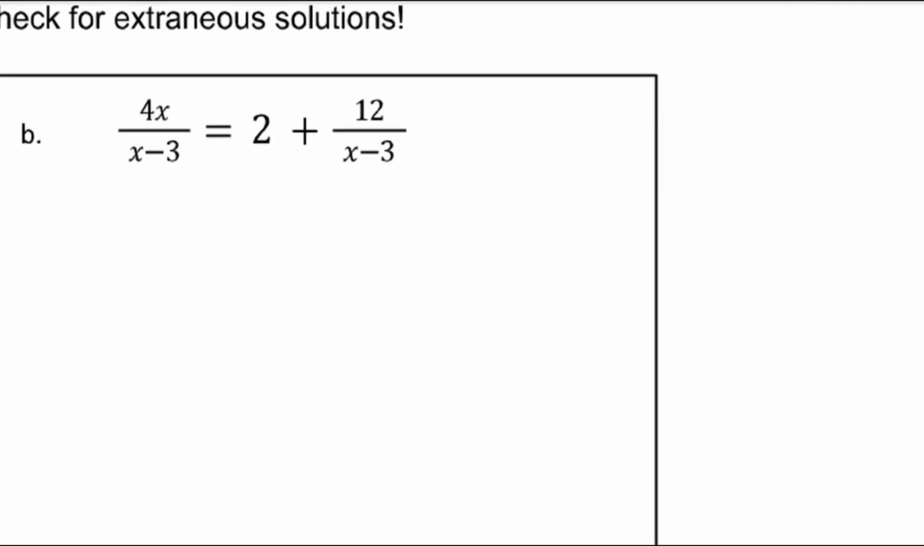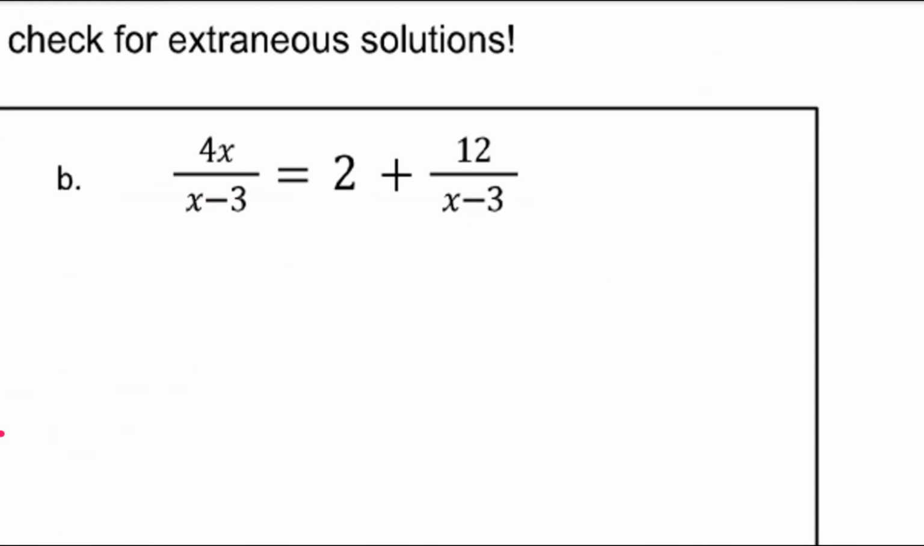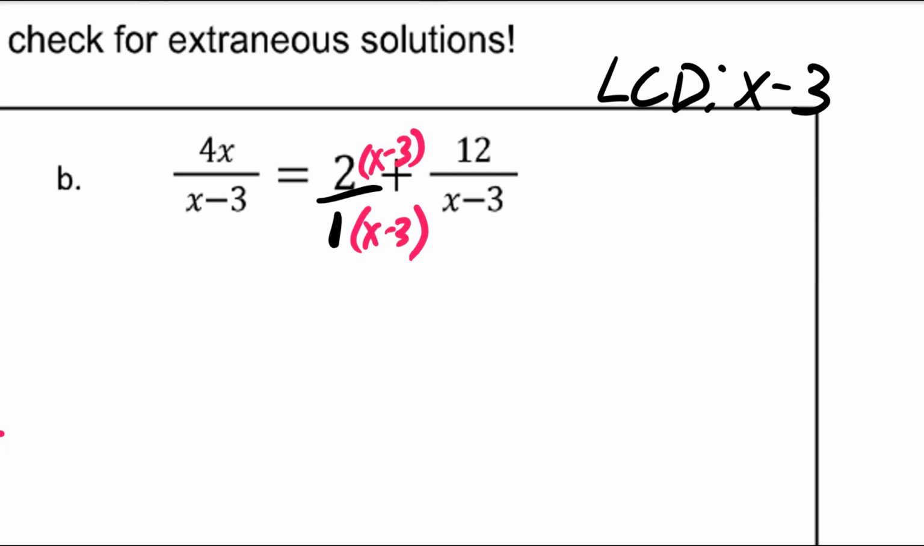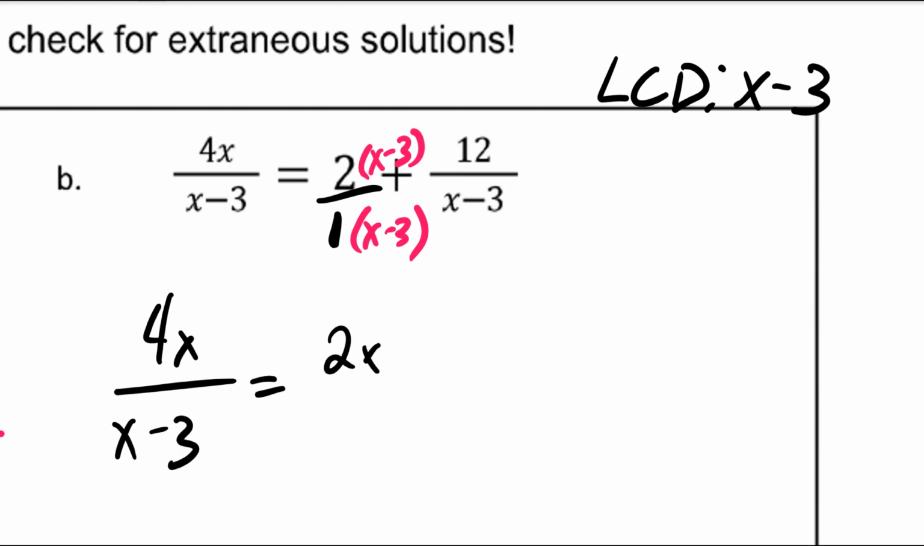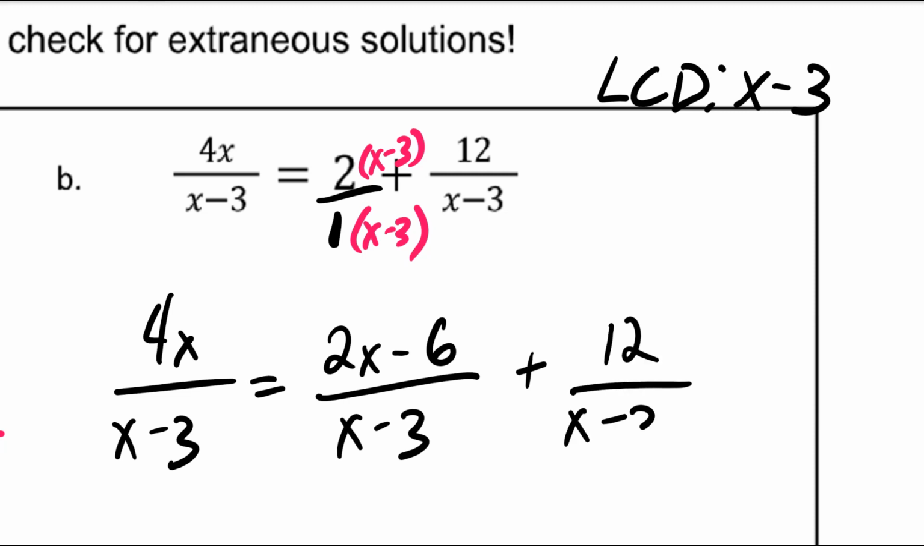Now, not every equation that you end up with will end in a quadratic. In this case, one of my terms doesn't even have a denominator, right? So it's like, that's just 2 over 1. Two of them are already x minus 3. So I can assume the least common denominator here is x minus 3, because I can just multiply that 2 by x minus 3, divided by x minus 3, and all of them would have the same denominator, right? I'd have 4x over x minus 3 equals 2x minus 6 over x minus 3 plus 12 over x minus 3. I just distributed the 2 into there.